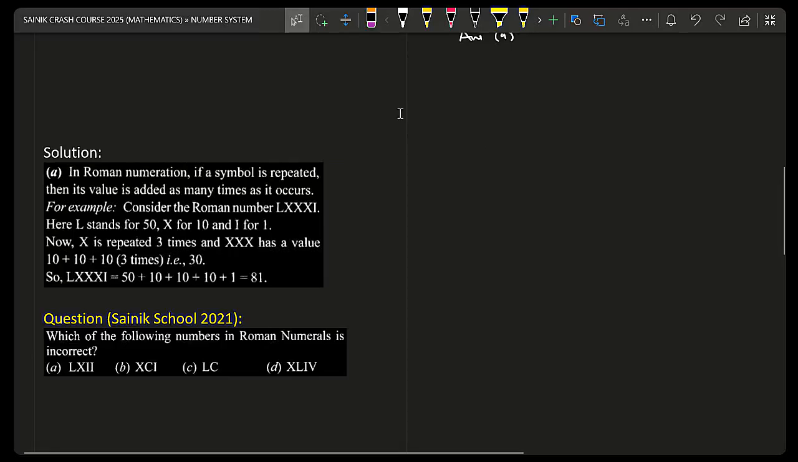Which of the following numbers in Roman numerals is incorrect? Who wants to say the answer can raise the hand. Which of the following numbers in Roman numerals is incorrect?